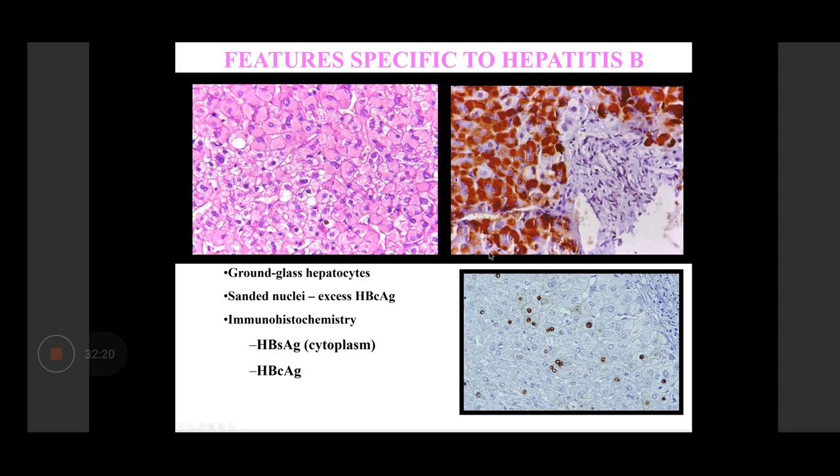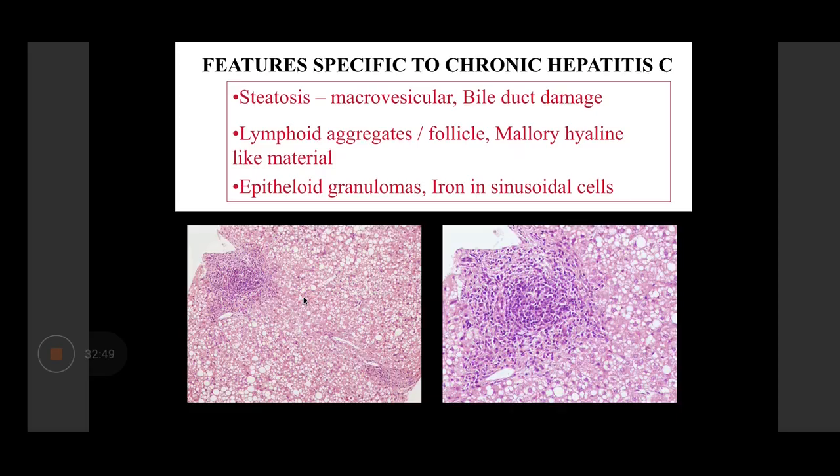And then if we do immunohistochemistry, we can stain this with antibodies to hepatitis B surface antigen. And similarly, if this sort of a picture is seen in the nuclei, these are called sanded nuclei due to excessive hepatitis core antigen. And this can also be stained with an antibody against the core antigen. So ground glass hepatocytes are due to hepatitis B surface antigen, sanded nuclei due to hepatitis B core.